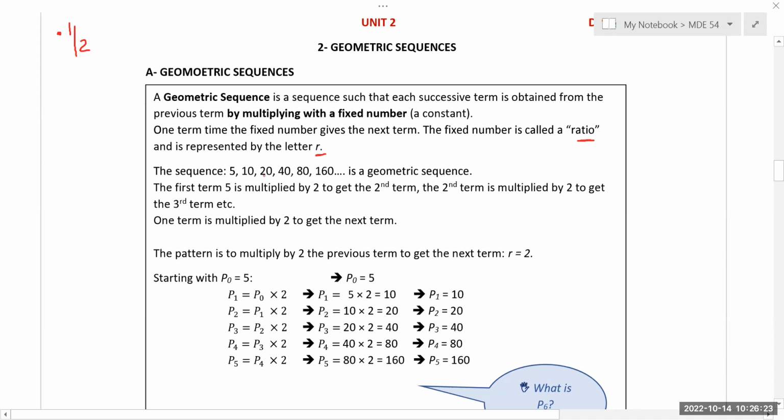If I ever want to figure out what that R is, it's a ratio. So I can take any one term and divide by the one previously. And that's how I can get my R. And then you do always want to check: 5 times 2, 10 times 2. Okay, that sounds good. So in that case, our R is 2.